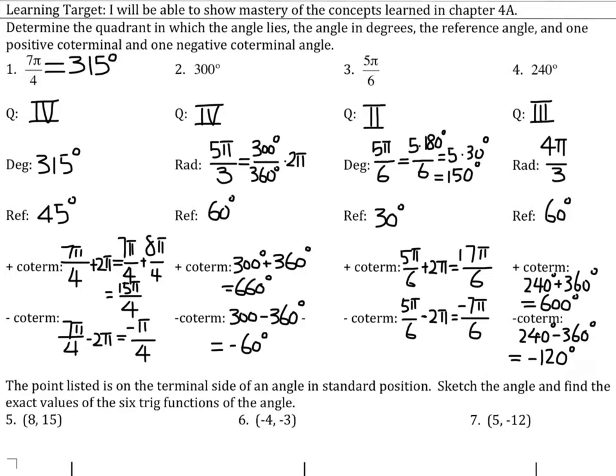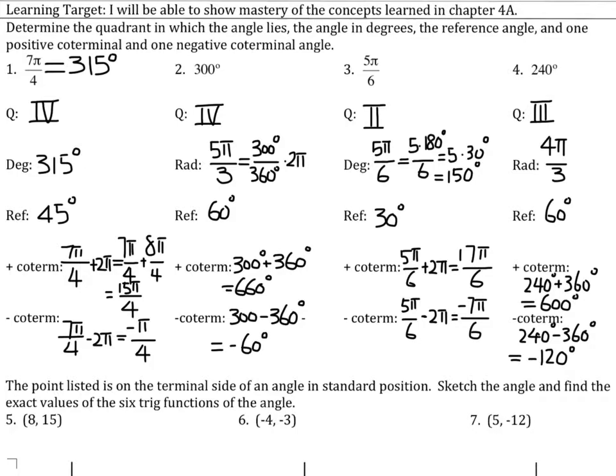315 degrees is greater than 270 degrees and less than 360 degrees, so I know the angle is going to lie in the 4th quadrant. That's how I get the 4th quadrant, 315 degrees. What's the reference angle? The reference angle is taken with respect to the x-axis. The closest one would be 360. 360 minus 315, I have 45 degrees.